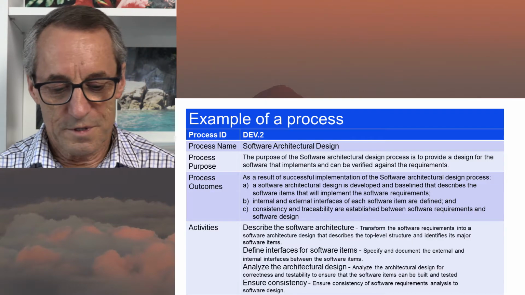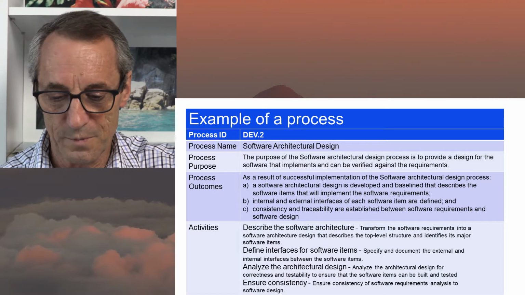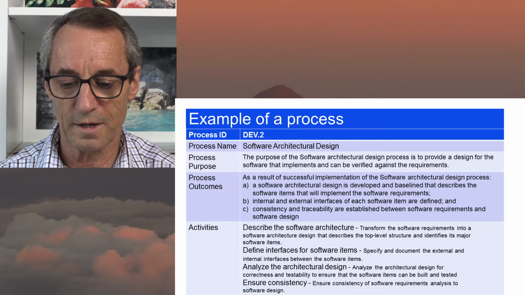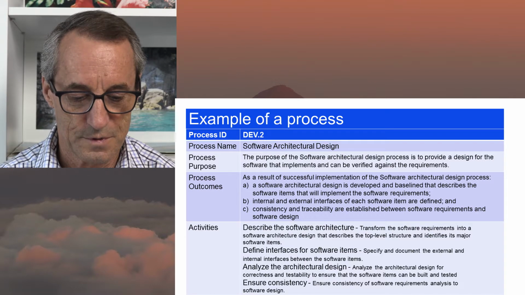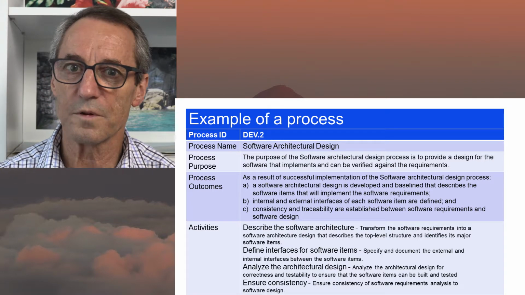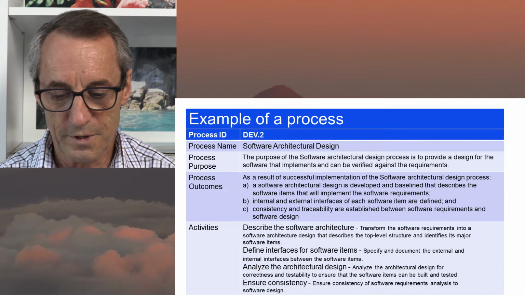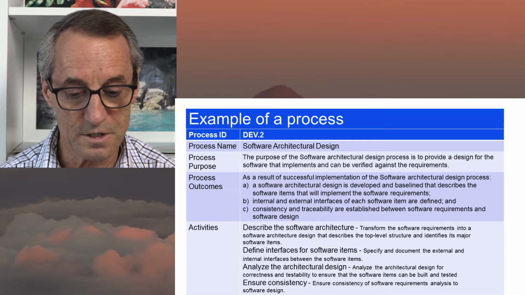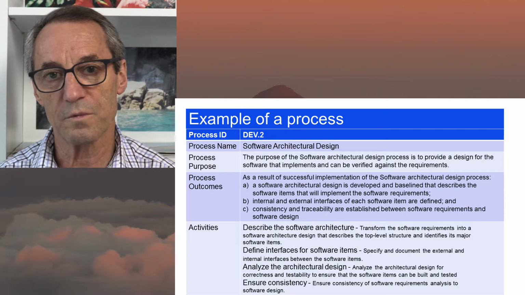Now, an example of a process, we'll take this one, the software architectural design. I've been talking about this a bit. The purpose of the software architectural design is to provide a design for the software that implements and can be verified against the requirements. Okay, so process outcomes. What are we going to look for to see whether this has been done or not? A successful implementation of the software architectural design process is an architectural design is developed and baselined that describes the software items that will implement the requirements.